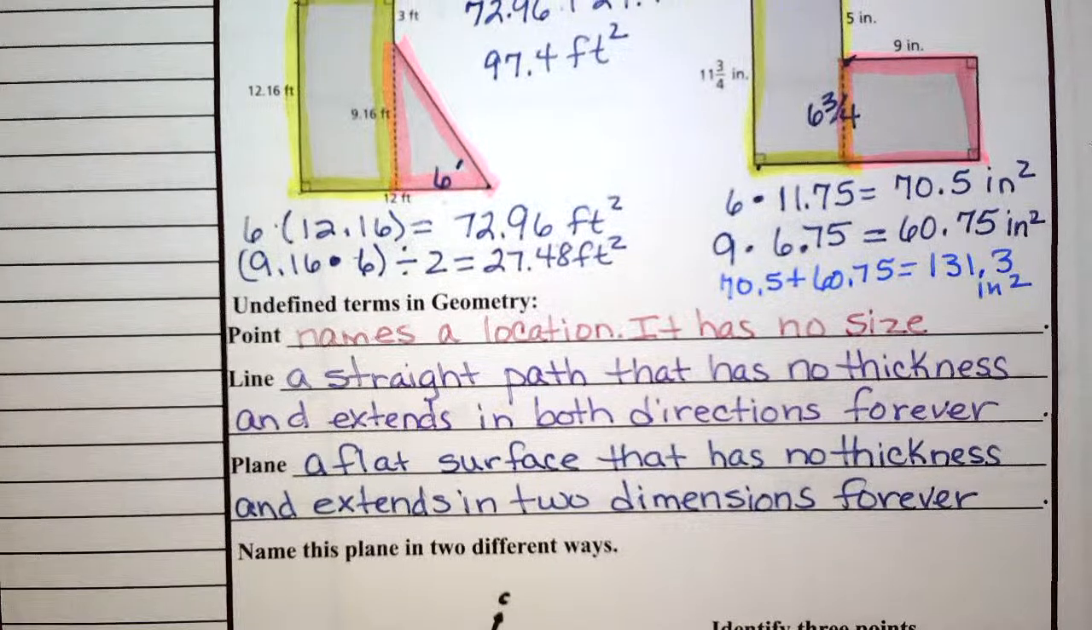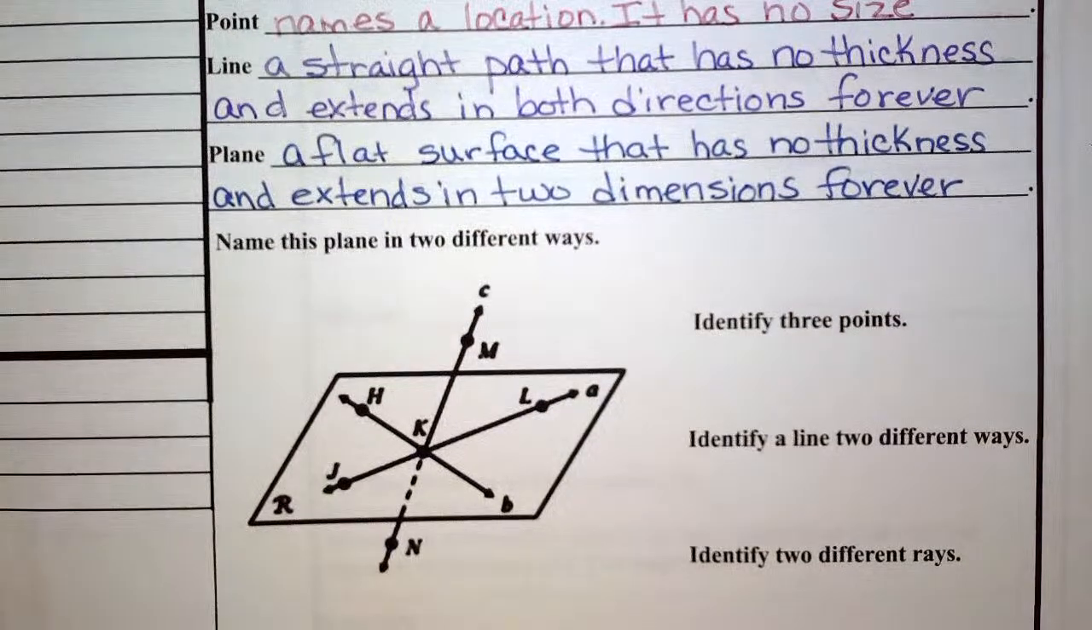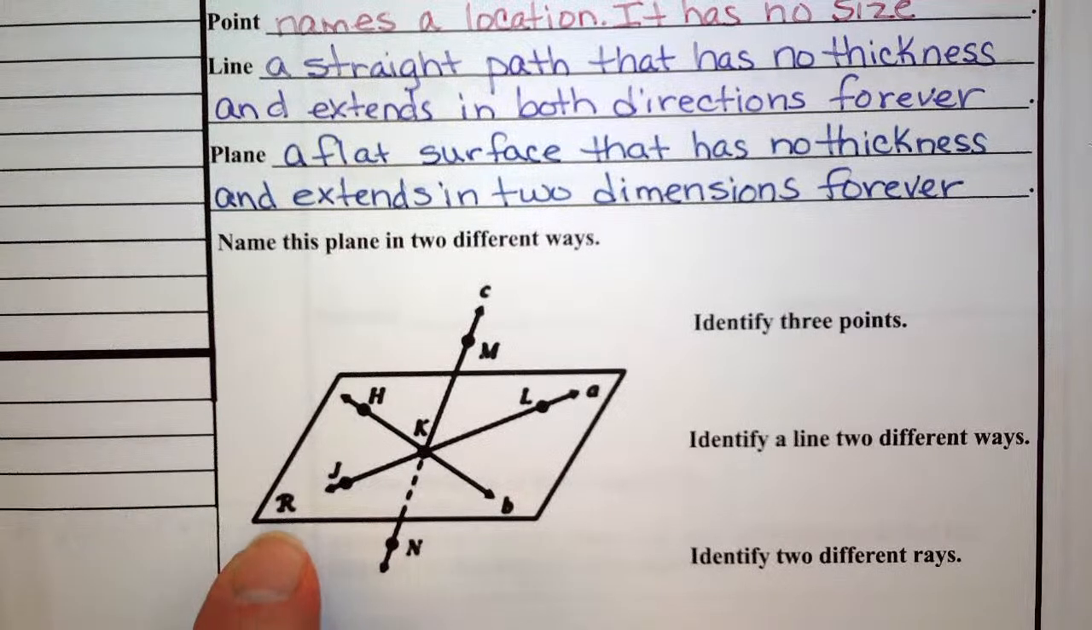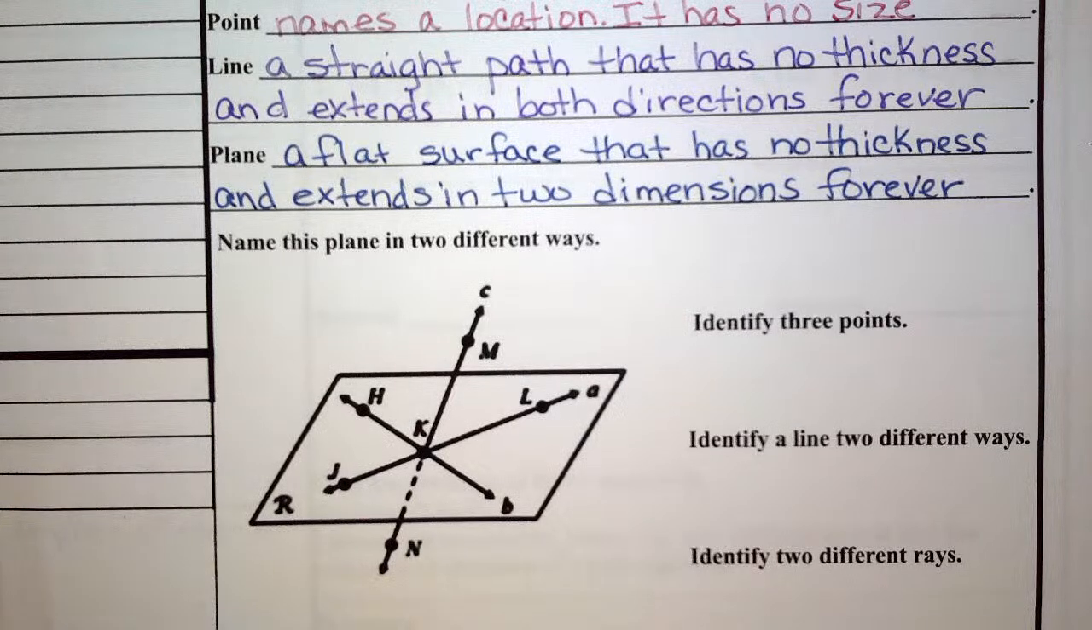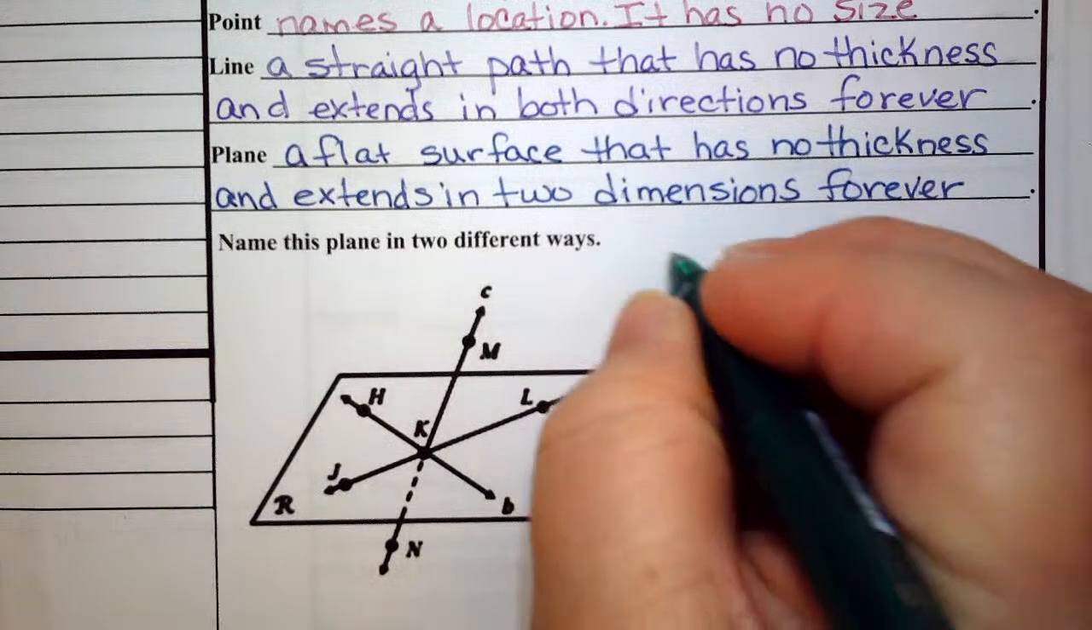So if we're looking, we have to know how to name different things. If we're looking at this plane, we're going to identify the plane in two different ways. There are more than two different ways. The first way is if it is identified by a single letter. So if I'm looking at this, the first letter I see is that R. So this is plane R.